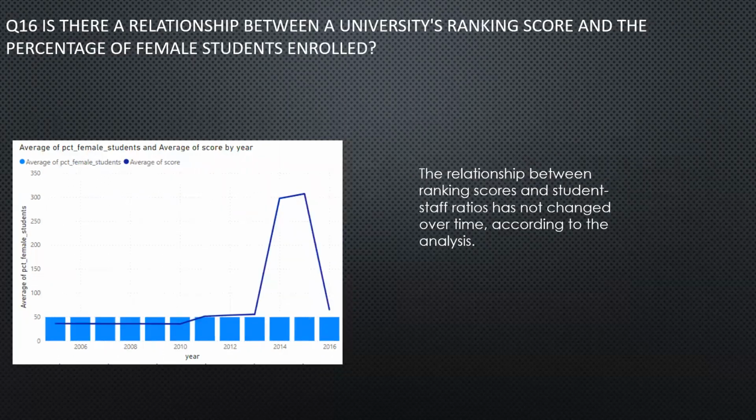Is there a relationship between a university's ranking score and the percentage of female students enrolled? Our next question. As per the visual, the average female students does not make a noticeable change while the average score changes a lot over the period of time.